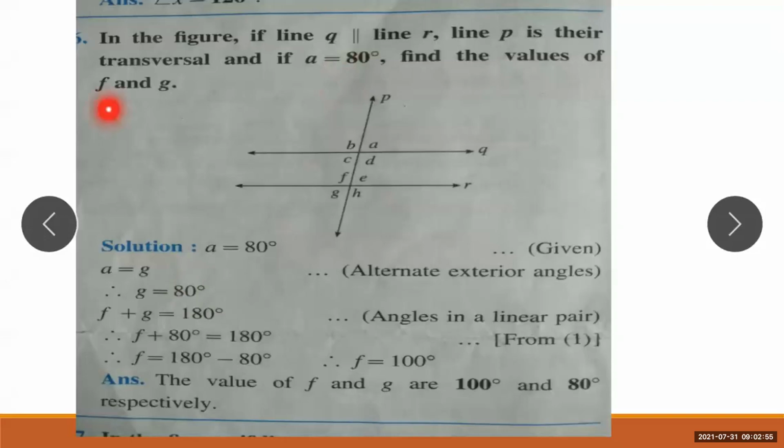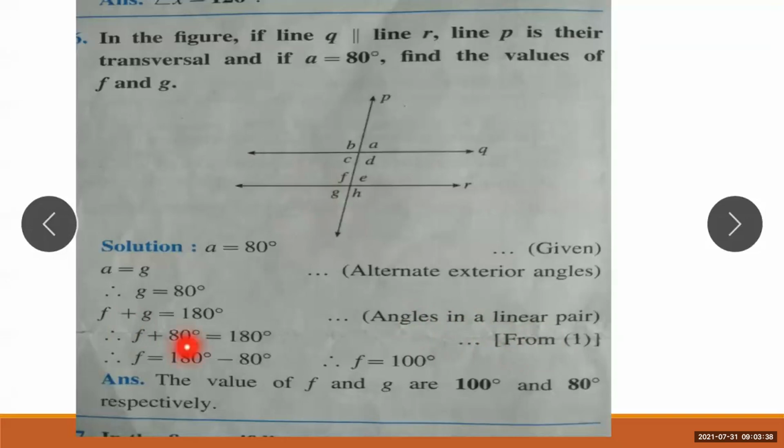Now we have to find the value of F. Now see the angle F. For angle F, angle G is in linear pair. You can see clearly in the diagram, angle F and angle G, those are angles in linear pair. And we know the property of angles in linear pair, that linear pair of angles are supplementary to each other. So I wrote here that angle F plus angle G equal to 180 degree, and the reason is angles in linear pair.